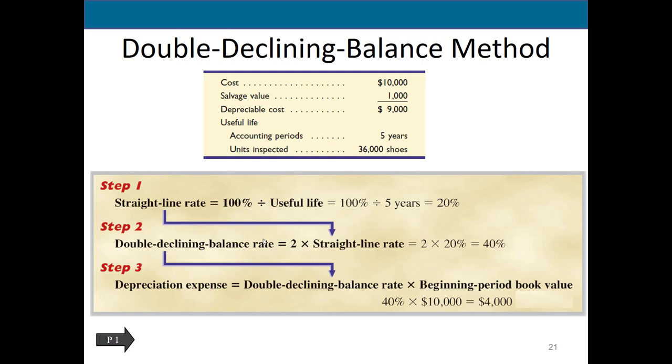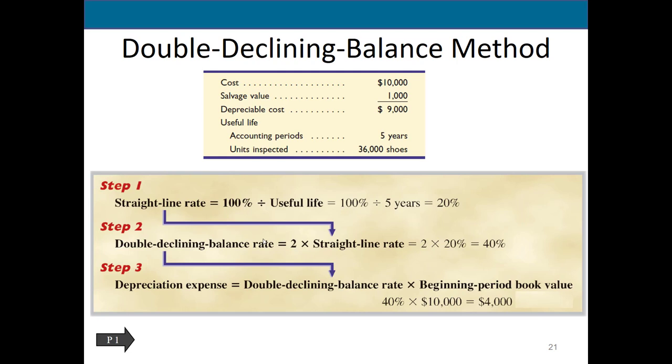Three steps to this one, right? It gets just a little bit more complicated. The same piece of data. First, we have to know that straight line rate. Remember what it is? 1 divided by 5. This says 100% divided by useful life, but isn't 100% just 1, right? 1 divided by 5, and that will give us our percentage. And then we have to find our double declining balance rate. Well, that's simple. It's just 2 times the straight line rate. So if the straight line rate is 20%, then the double declining balance rate is going to be 40%.